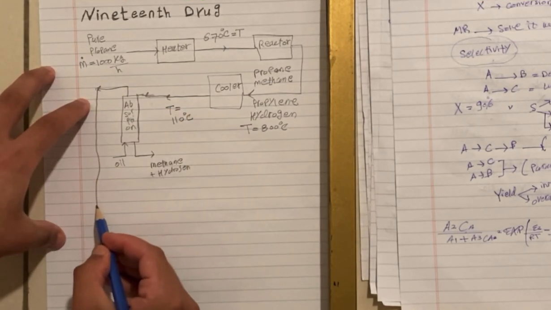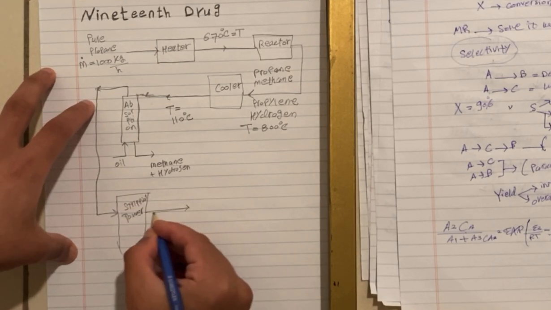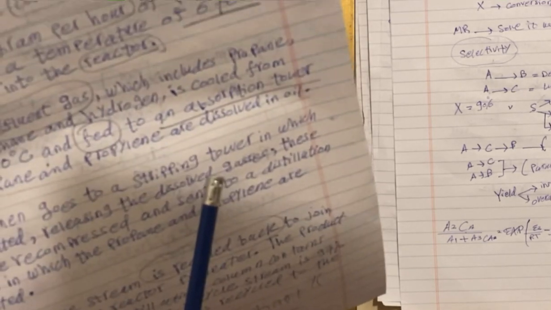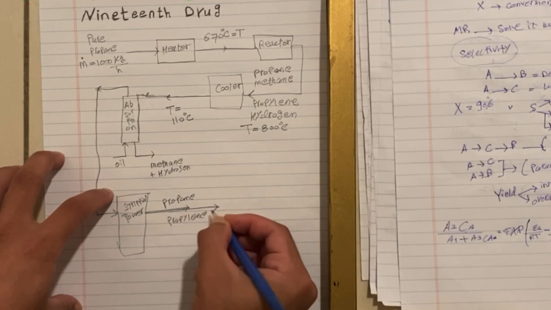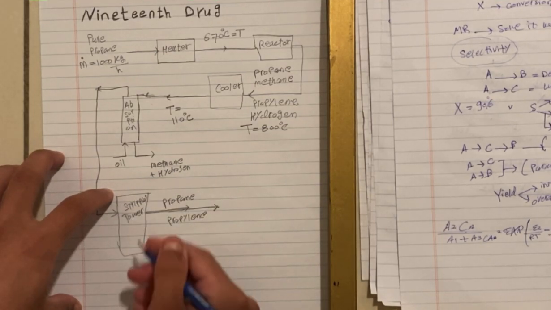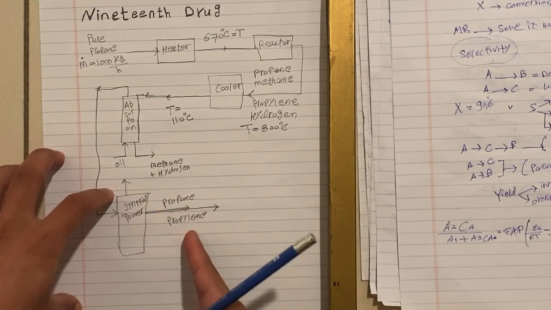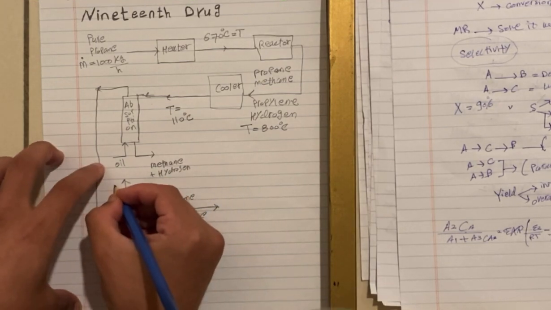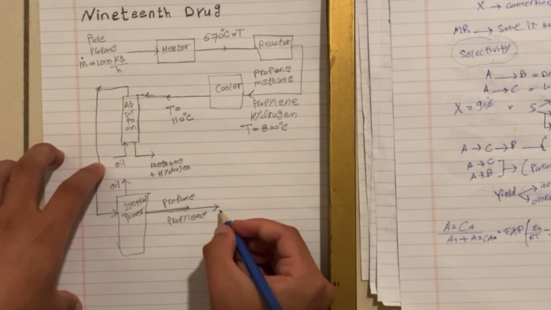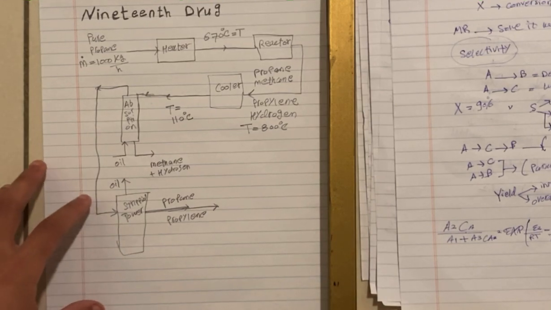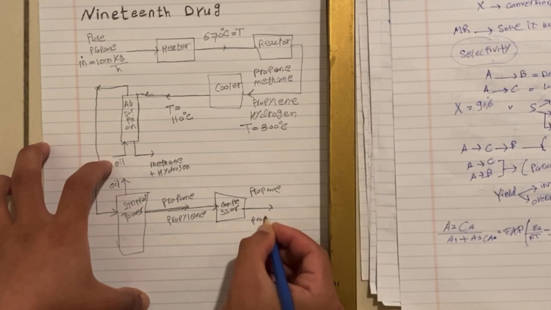Draw another stream, a stripping tower, and now this stripping tower will release the dissolved gases, which means propane and propylene will be separated inside the stripping tower, and the oil will leave alone. It will not leave with propane and propylene, it will leave alone. So this is the oil, and this is propane and propylene are separated. And then it said that they are recompressed, so we will still have propane and propylene, but their pressure increased.